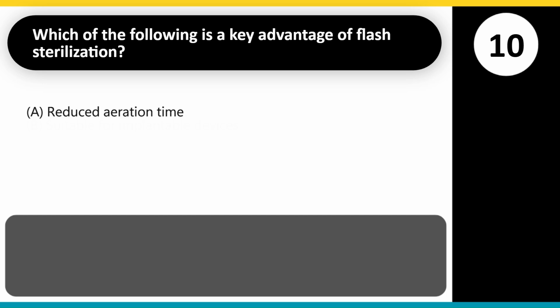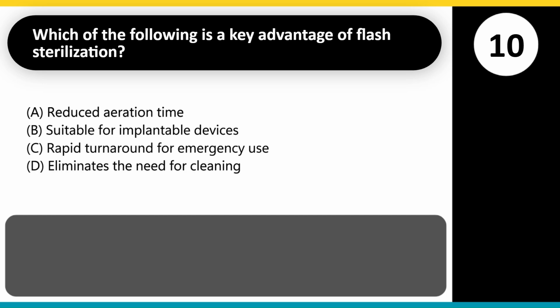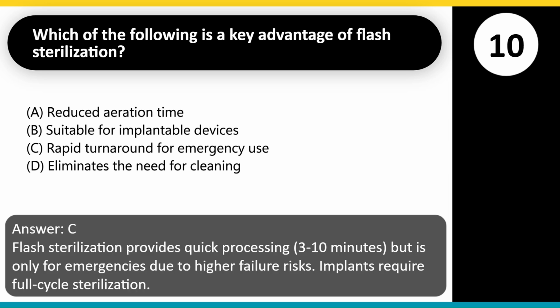Which of the following is a key advantage of flash sterilization? A. Reduced aeration time. B. Suitable for implantable devices. C. Rapid turnaround for emergency use. D. Eliminates the need for cleaning. Answer, C. Flash sterilization provides quick processing, 3 to 10 minutes, but is only for emergencies due to higher failure risks. Implants require full-cycle sterilization.